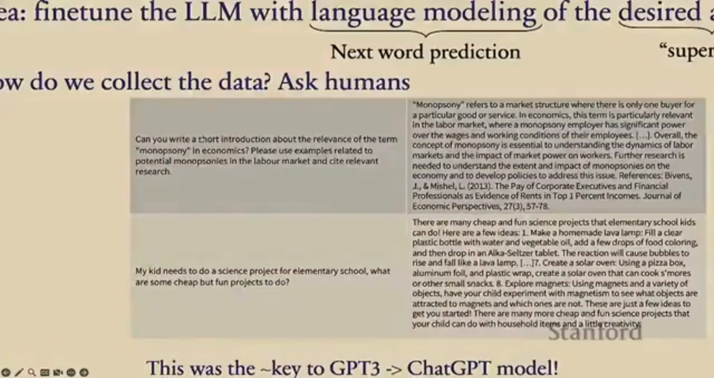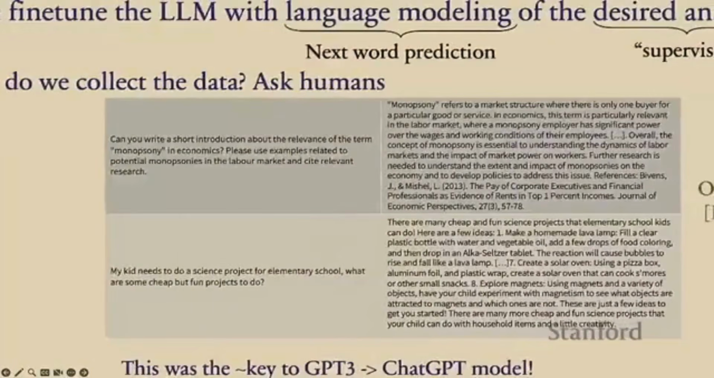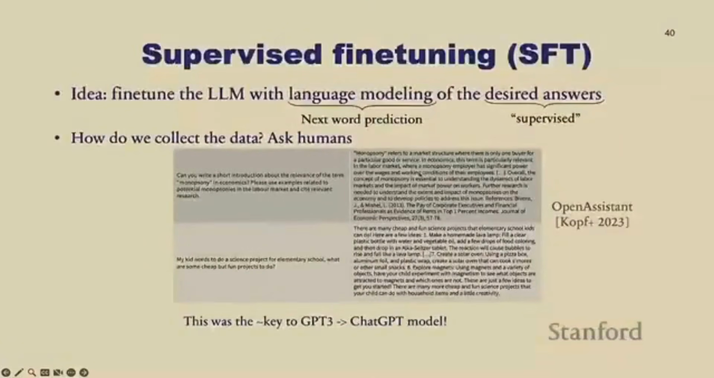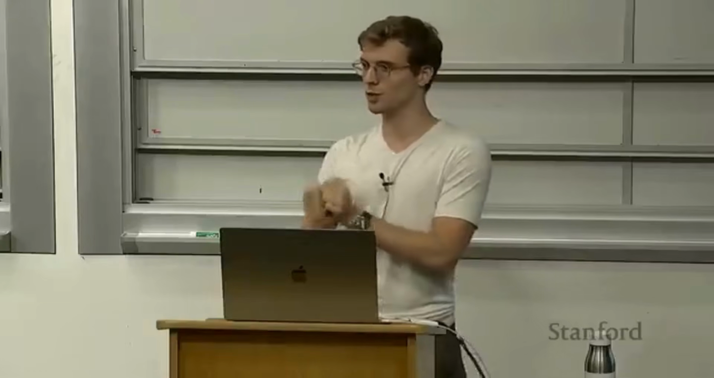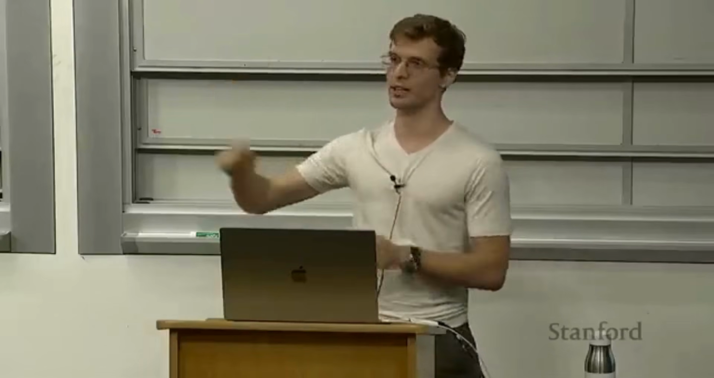So this is an example. Sorry, I can't read very well on my computer. Let's read this one. Can you write a short introduction about the relevance of the term monopsony? And then it says monopsony refers to a market structure, blah, blah, blah. And that's a human that wrote that. Actually, this is Open Assistant, which was a way to collect data online from humans. So this type of supervised fine-tuning or alignment is really the key of ChatGPT. This is what made the big jump from GPT-3, which was mostly something that was known by AI researchers, to ChatGPT, which became known by basically everyone.